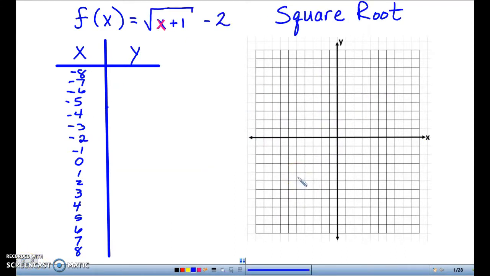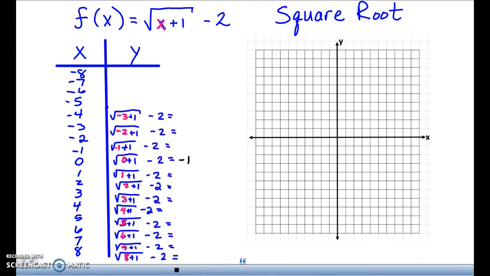Okay, so let's graph a square root function using this same strategy of just building a big table. You can go from positive 10 all the way back to negative 10. I went ahead and set a few of these up. You can see I've used the function, the square root of x plus 1. That's your radicand, the expression that's under the radical sign. Once you take x plus 1 and get that sum and take the square root, then you take that answer and subtract 2. So I've set a few of these up.